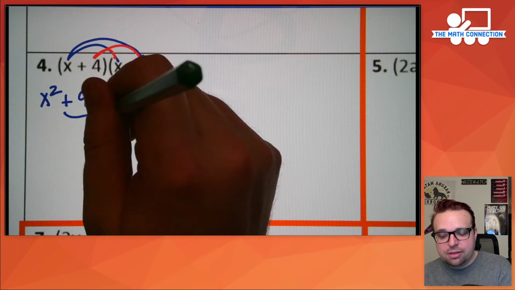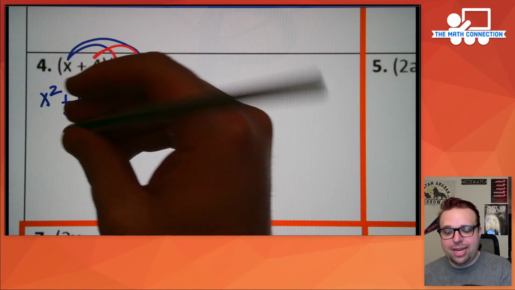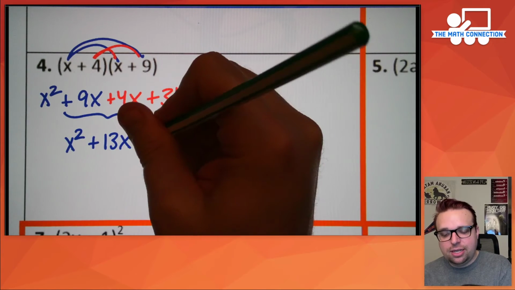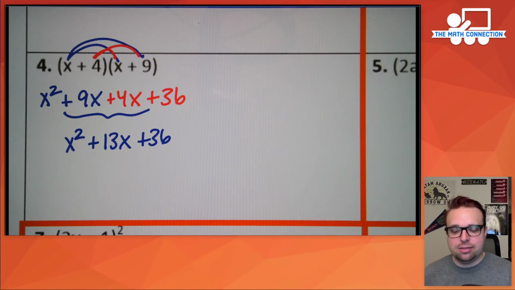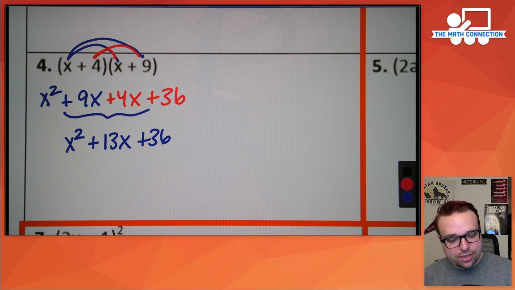Yes, there is. These are the same. They are like terms, so I can combine them to make it even more simplified. That would be x squared plus 13x plus 36. Okay, that's double distribute.